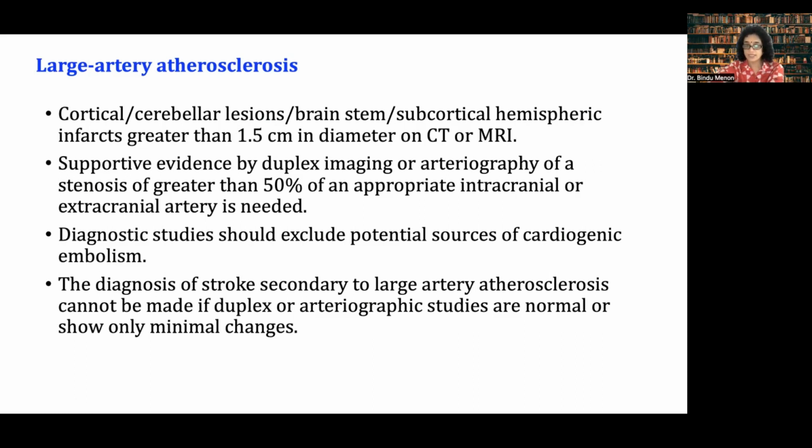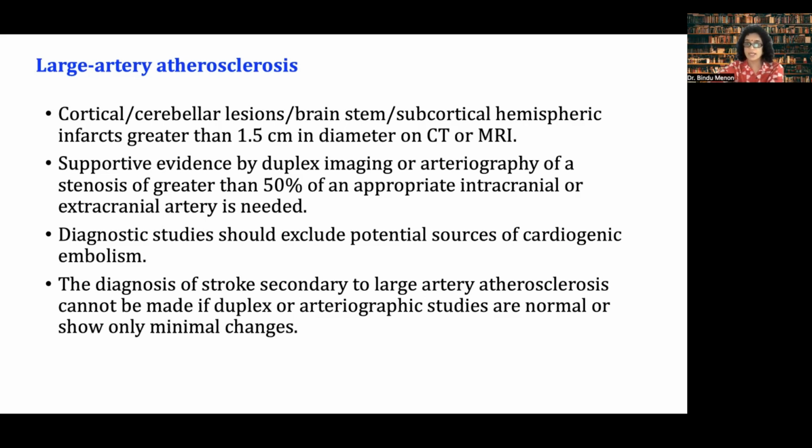Then the diagnostic testing, as always for everybody, should exclude potential causes of cardioembolism. I would come to that, why we need to. We have already found there's a 50% stenosis. We have already found that there is a 1.5. These clinical features are already matching. Is there a need for me to chase for a 2D echo or a cardiogenic cause?